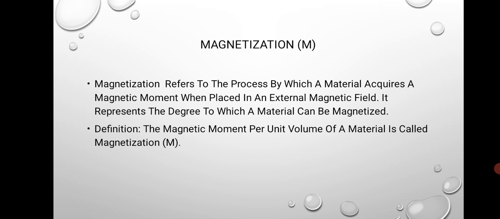M equals magnetic dipole moment divided by volume. But magnetic dipole moment equals current times area. Therefore, capital M equals current times area divided by volume. The SI unit of intensity of magnetization is ampere per meter. Magnetization is uniform if the substance is homogeneous and isotropic.